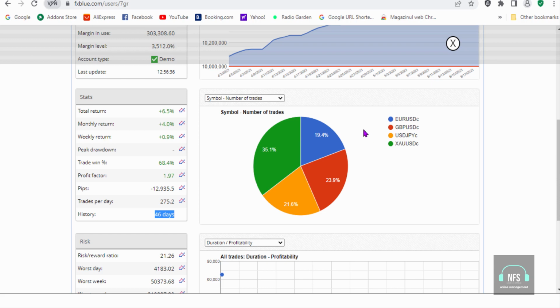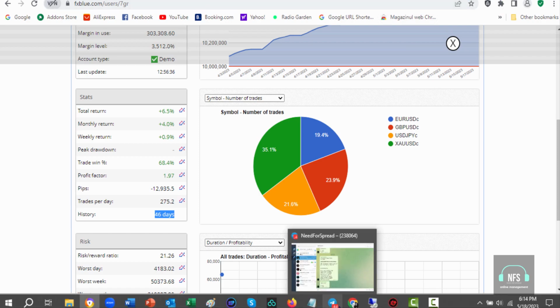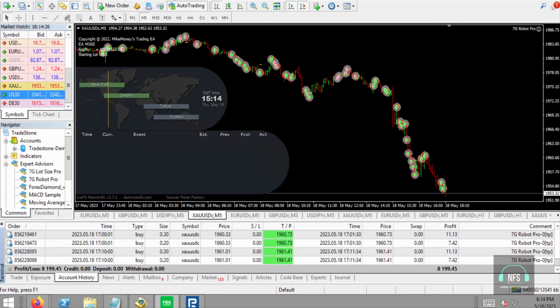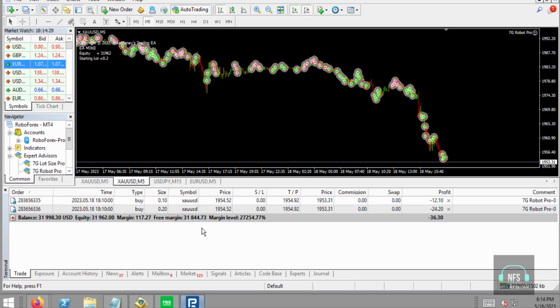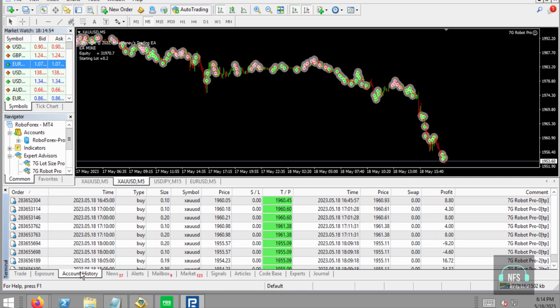All right, guys. So let's have a look at the other account, the real account. We have already two gold trades placed, and I am using gold and US dollar Japanese yen. So I have two trades on gold and one each on US dollar Japanese yen and Euro USD. As you can see, now the balance is $31,998.30. And let's go to the account history here.